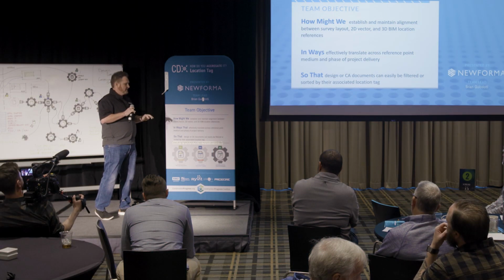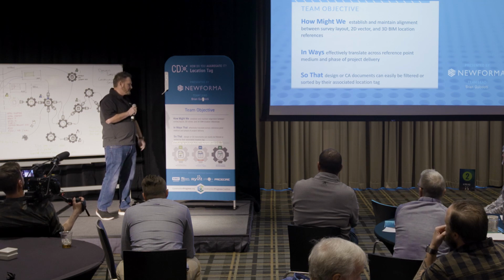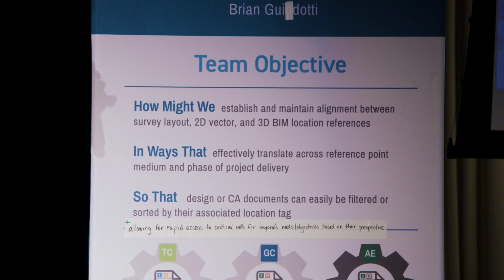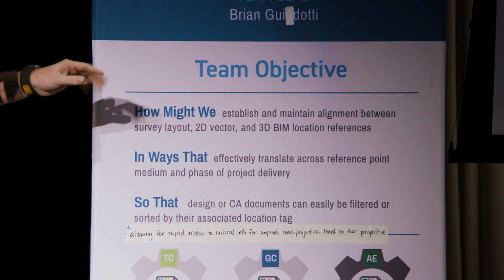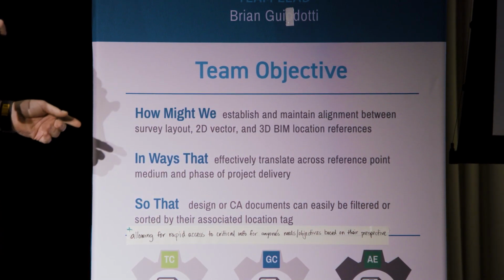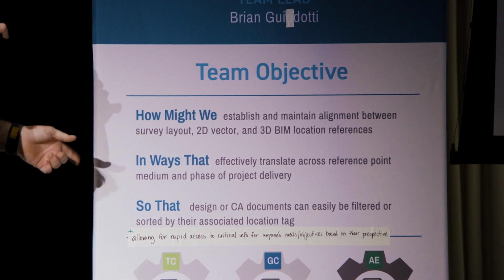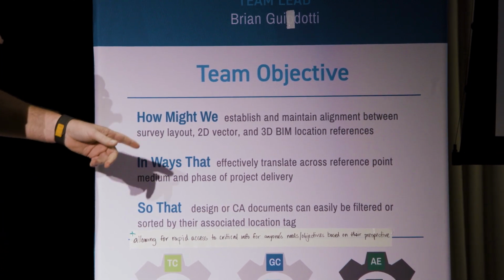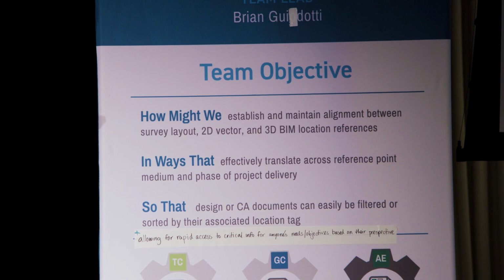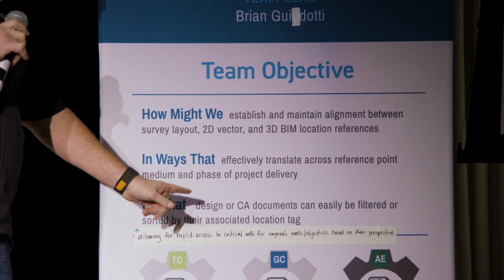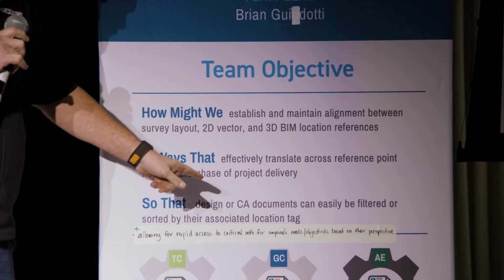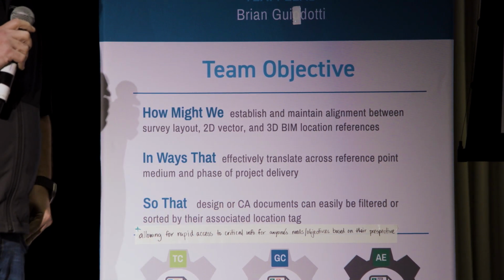We really didn't quite modify it that much, but how might we establish and maintain alignment between survey layout, 2D vector, and 3D BIM location references in ways that effectively translate across reference points, medium, and phase of project delivery, so that design or construction administration documents can easily be filtered or sorted by their associated location tab, allowing for rapid access to critical information for anyone's needs or objectives based on their perspective.